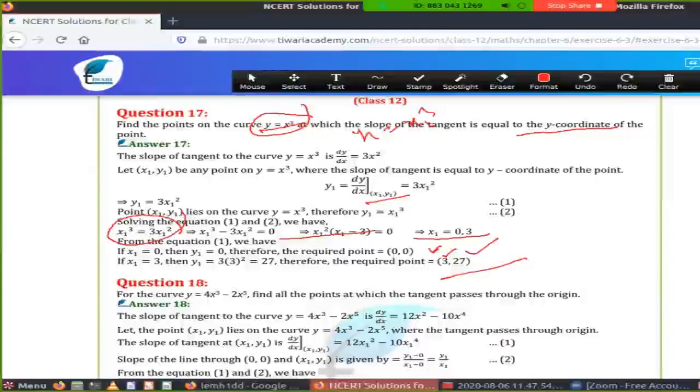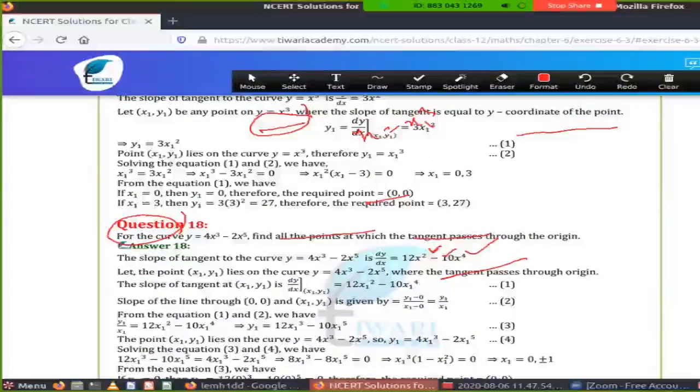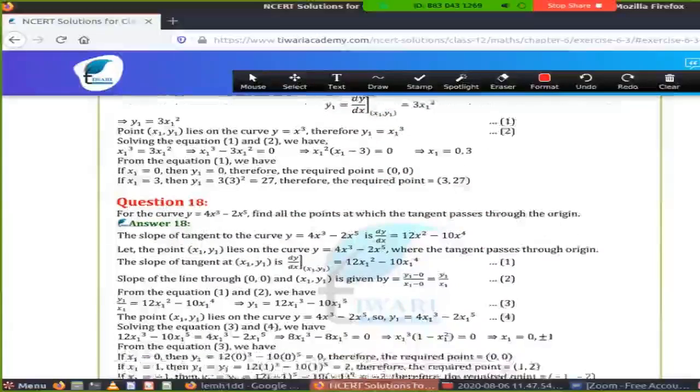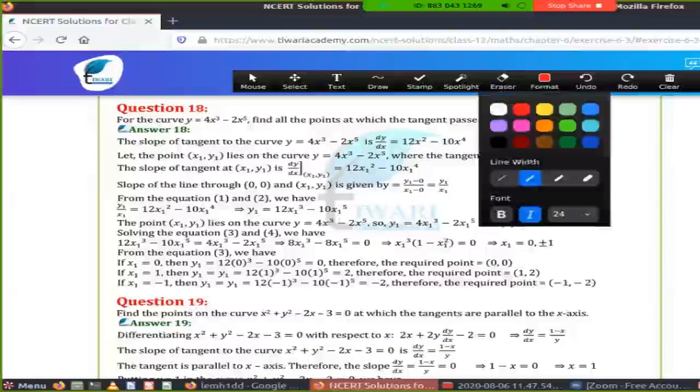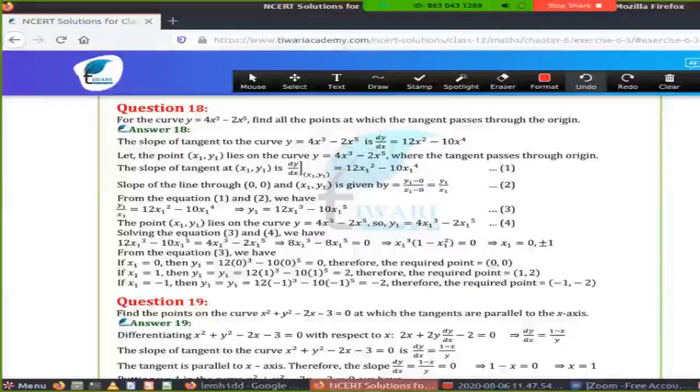Now the next question is a good question. Question number 18. Let's discuss this question. It's a good question. For the curve y is equal to 4x cube minus 2x to the power 5, find all the points at which the tangent passes through the origin. Now let's do this question.